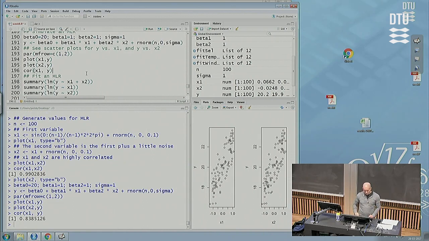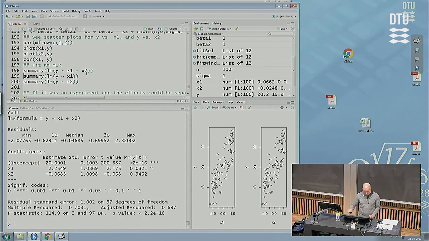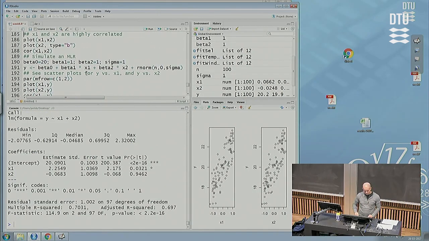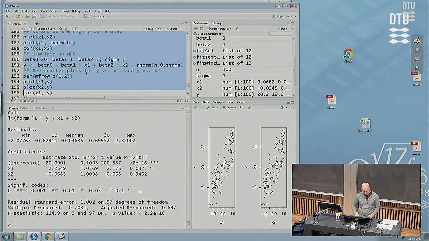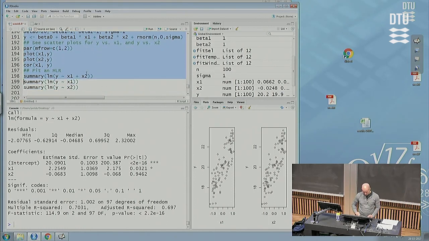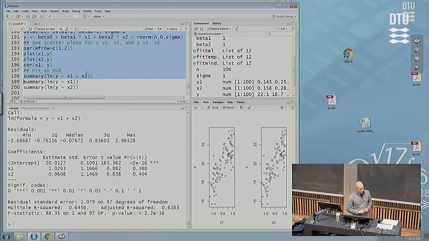Let's try to look at the MLR on the 2. Let's try to do it again. I didn't like the result here, so I'll do it again. That's better for my point to be made. Look at the result of the MLR. They're non-significant, right?